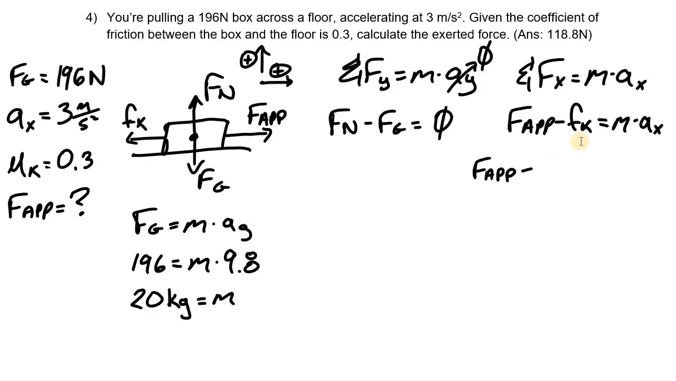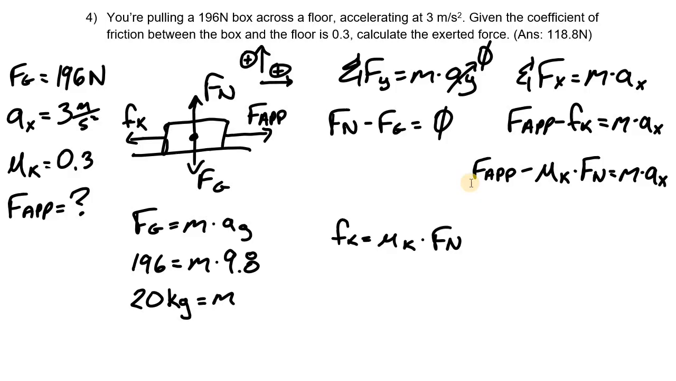Minus our kinetic friction. I don't have kinetic friction over here, but I do have the coefficient of kinetic friction of 0.3. And we know that the kinetic friction is equal to mu k times Fn. Well, being that I do have our mu k over here, instead of using Fk, I want to be using mu k times Fn. So I'm just going to do this simple substitution. And that's equal to our mass times acceleration in the x direction.